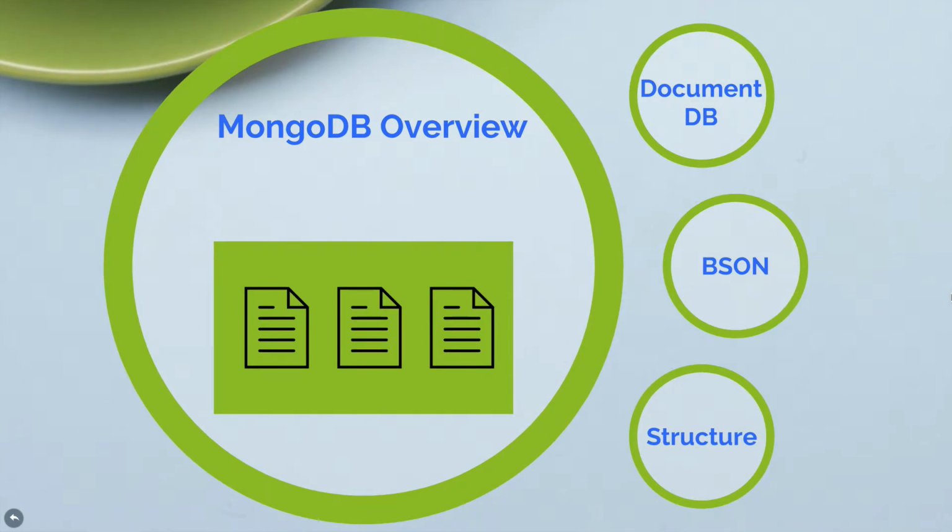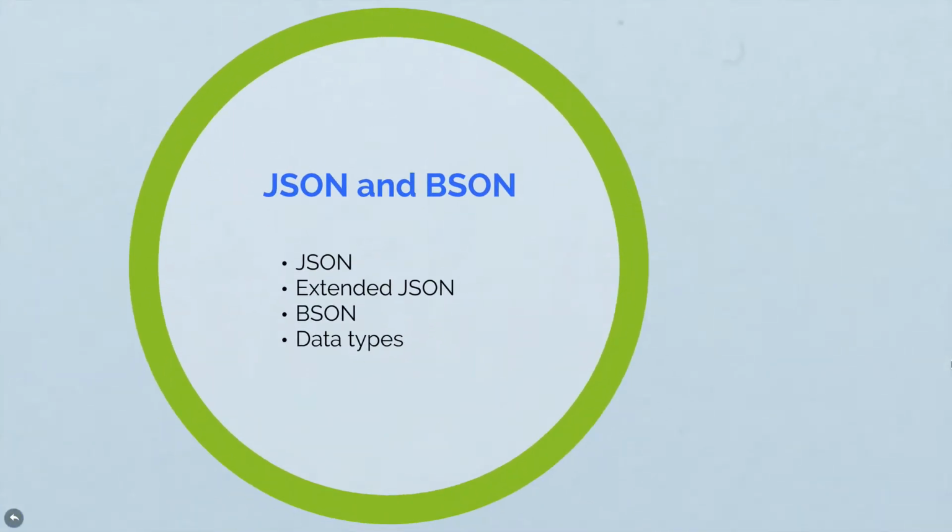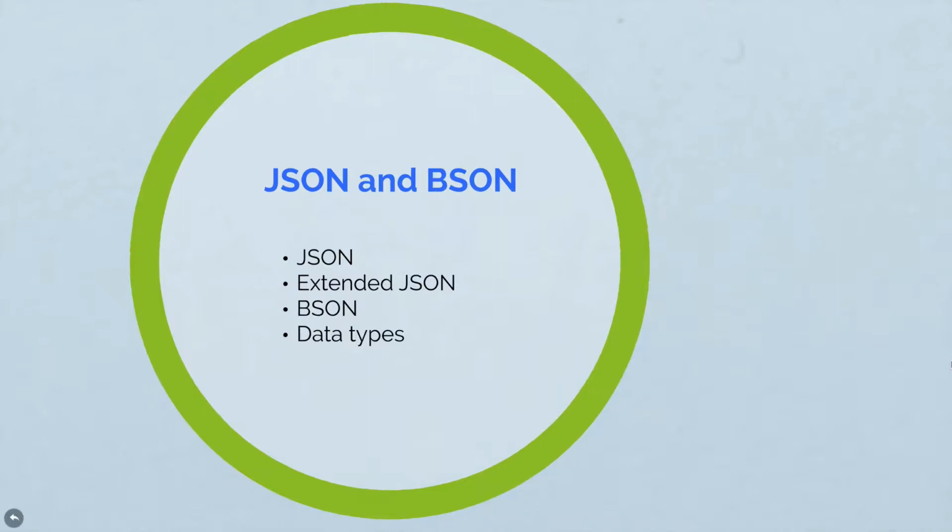We will talk about MongoDB in general. We will discuss the difference between relational and document databases. And of course, we will talk about the advantages of document databases. Next, we will talk about JSON, extended JSON, and BSON formats. And we will discuss which data types are used to store data in a MongoDB database.